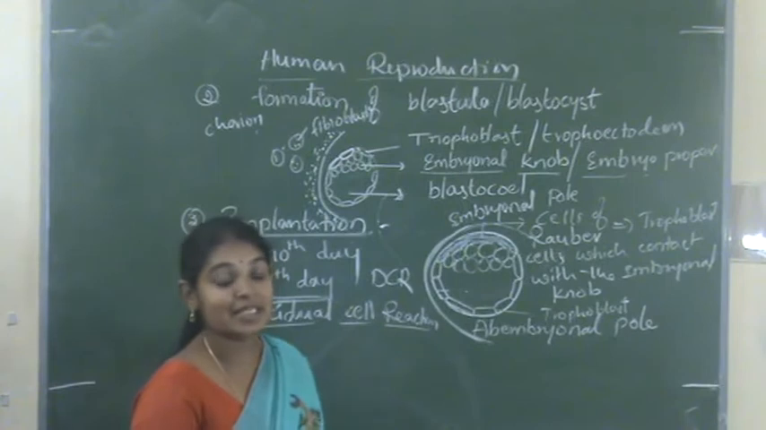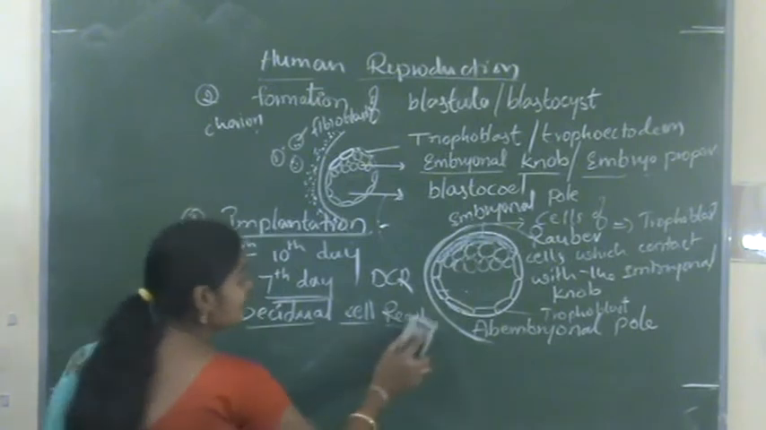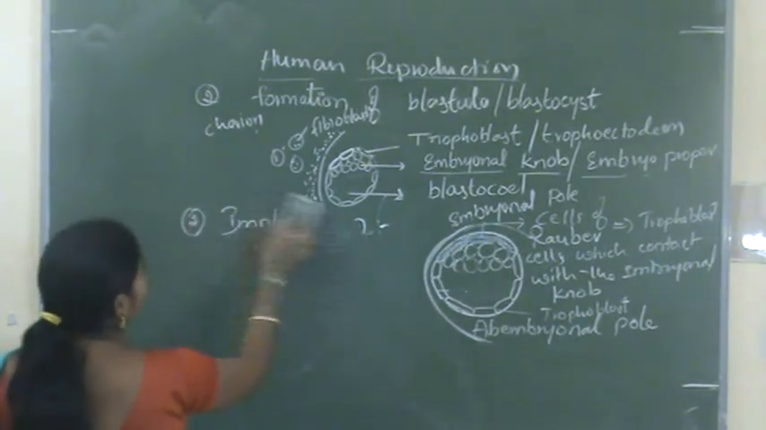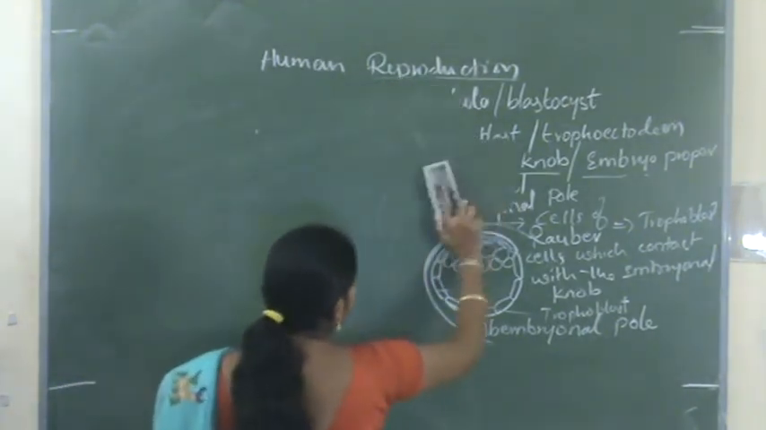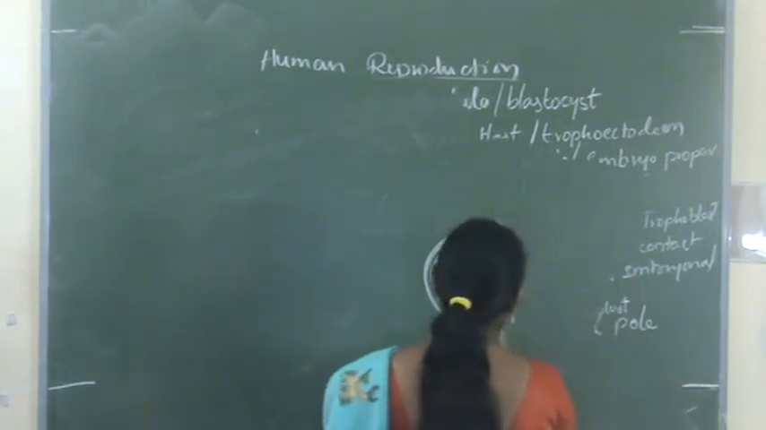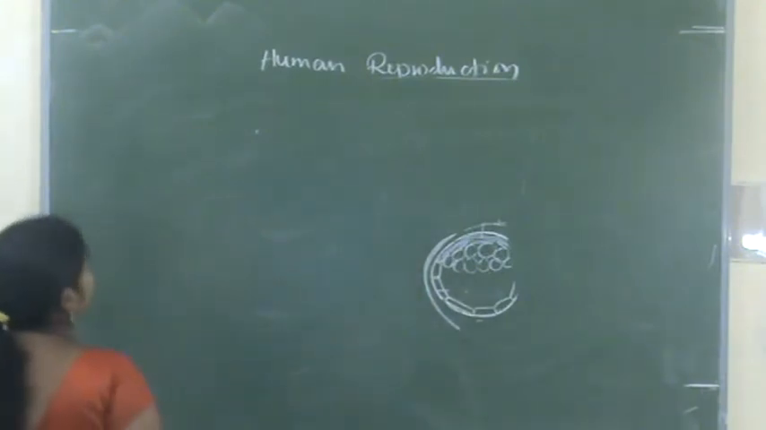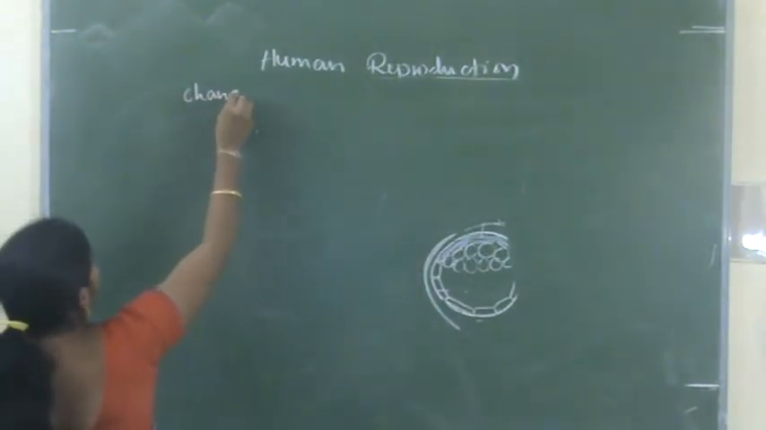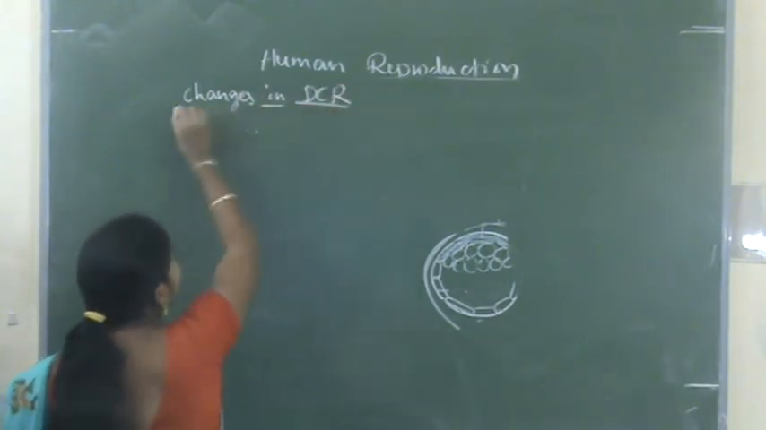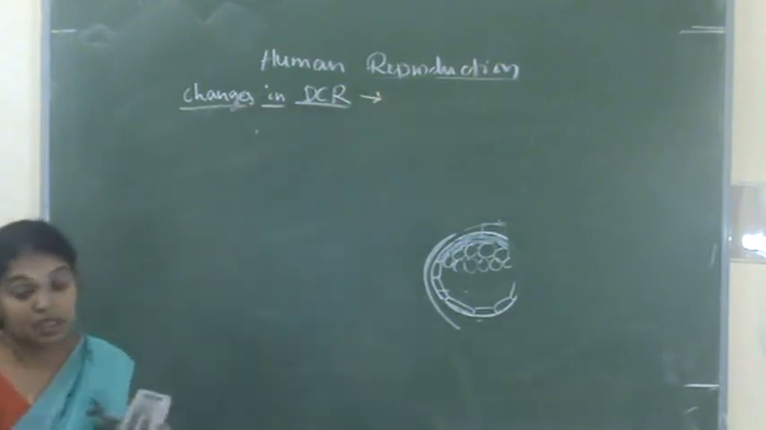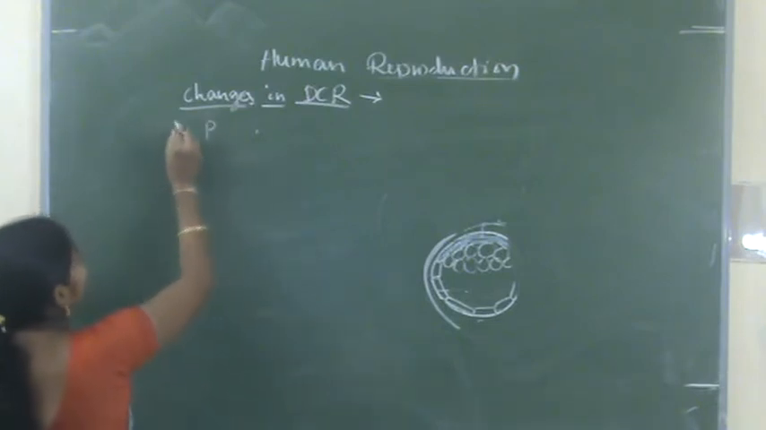What types of changes take place during the decidual cell reaction? The changes in DCR, that means decidual cell reaction: the first one is permeability.